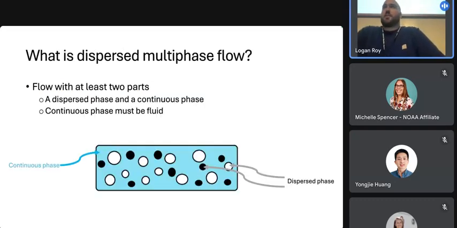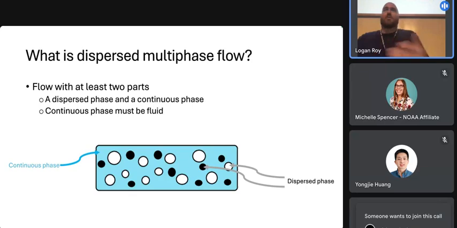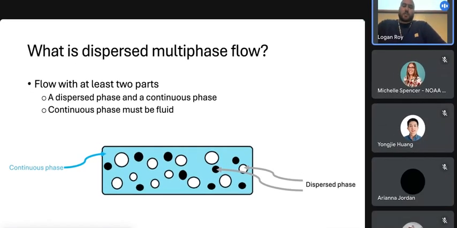So starting with the definition of what is dispersed multiphase flow, it's a really simple definition which leads to a really broad application. It's really just flow with at least 2 parts. One, which is a dispersed phase, which is not continuous in space, and the other is the continuous phase, which is continuous in space. The only real constraint on these is the continuous phase must be a fluid, so gas or liquid. But the dispersed phase doesn't have many constraints on it.